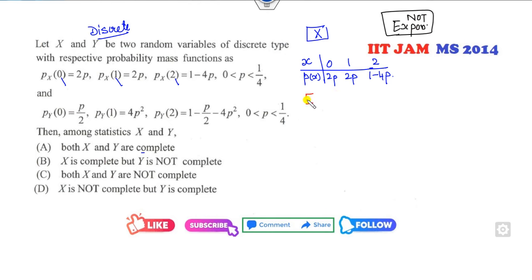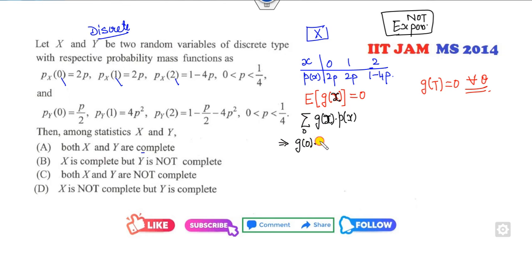So for that I start from the expected value of g of t, which should be 0. My target is to check whether the expected value of g of t is 0 for all theta or not. So I can substitute: g of t into p of x, which I can write as g of x, where x varies over 0, 1, 2. So that means g of 0 into 2p plus g of 1 into 2p plus g of 2 into 1 minus 4p is 0.